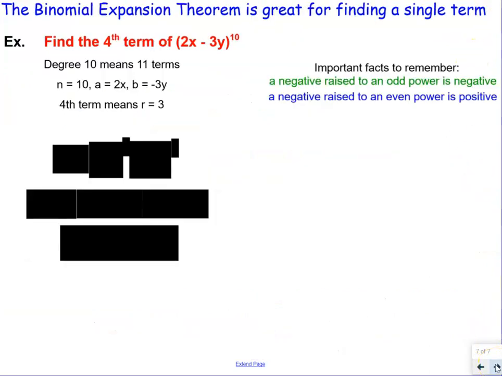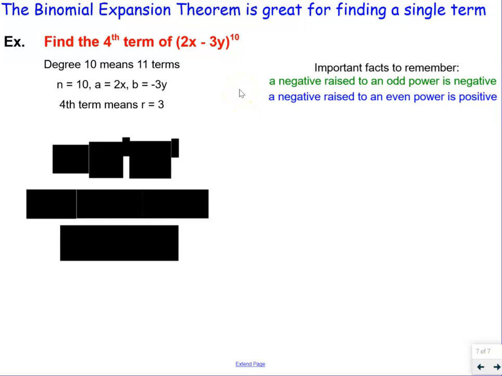All right, and then the last thing, the binomial expansion theorem is great for finding a single term. You'll see a question that says, find the fourth term of 2x minus 3y to the 10th power. Degree 10 means there's 11 terms, n is 10, a is 2x, b is negative 3y. If I had to write this down 10 times and FOIL, combine, and all this stuff, it would take, I don't know, at least a full sheet, maybe 2 sheets of paper, and I'd probably mess up.